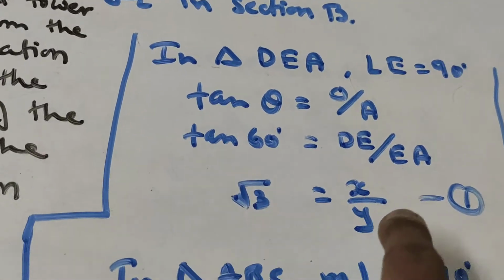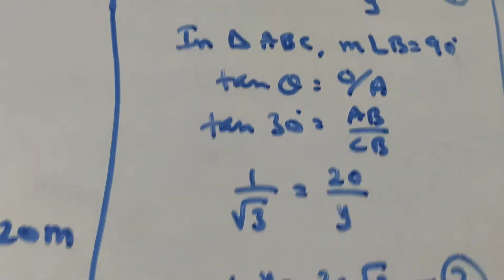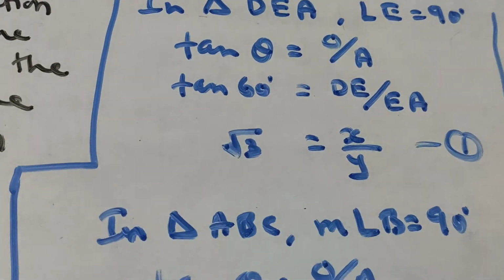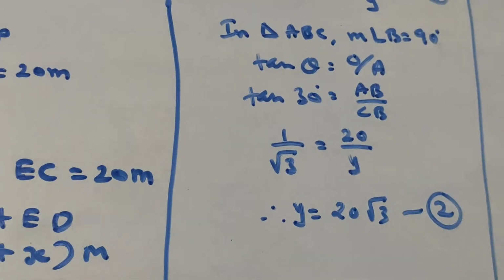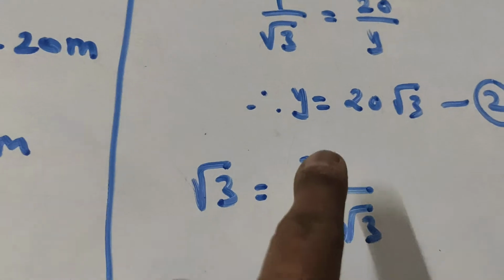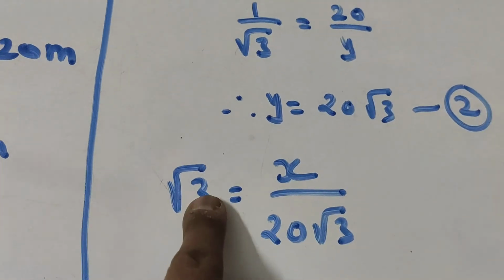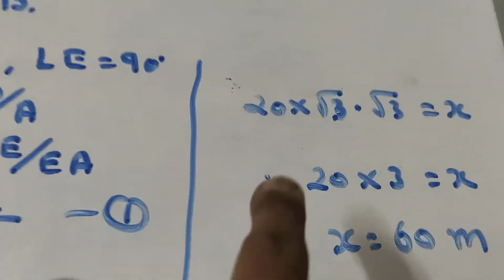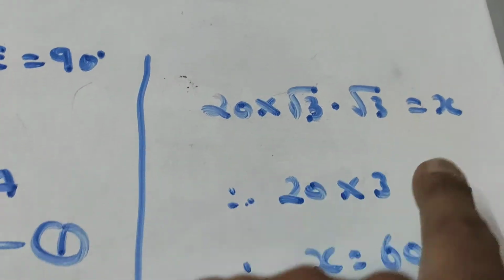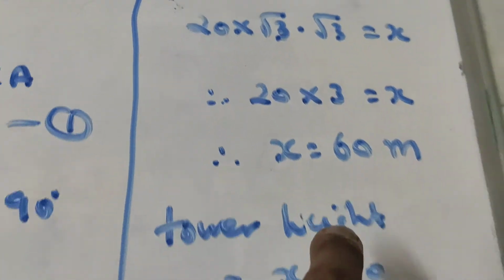So we got equation 1 and equation 2. We got the value of y. So substituting the value of y in the equation 1, we get root 3 is equal to x upon 20 root 3. Now simplifying, 20 root 3 goes this side, so multiplies with root 3. So 20 root 3 multiply root 3 is equal to x. Therefore x is equal to 20 times 3, that is, x is equal to 60 meters.